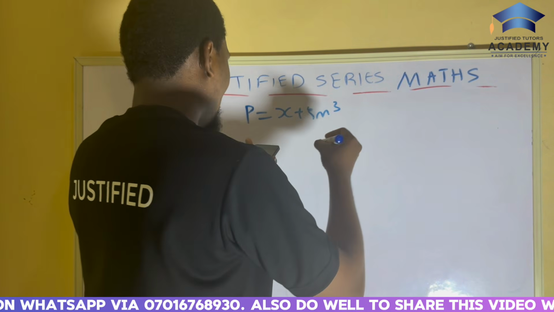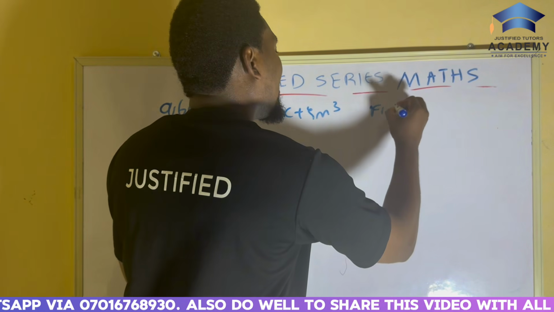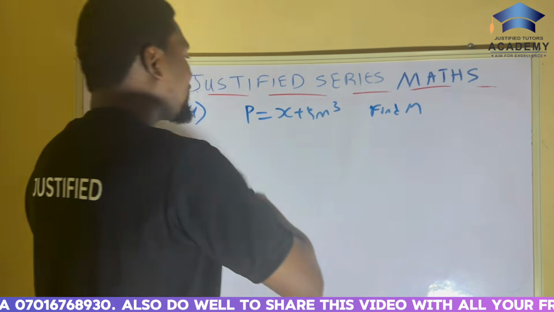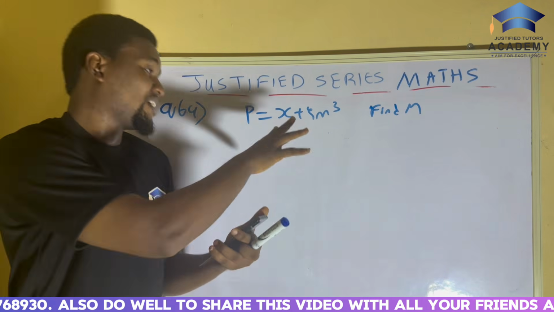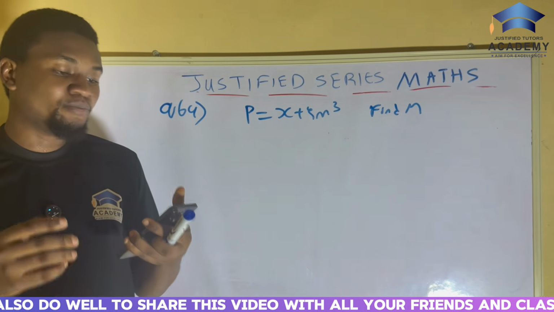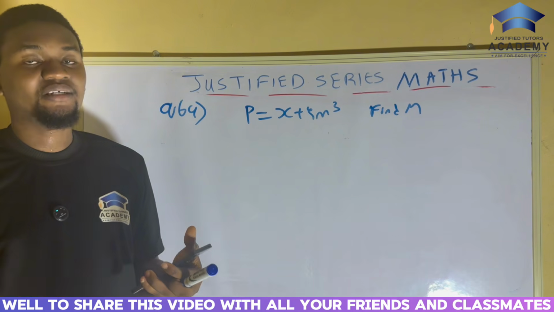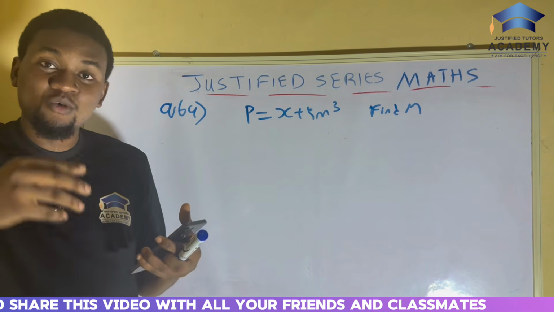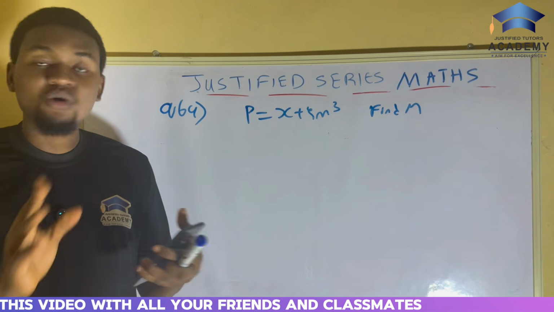Find m in terms of p, x, and y. What you should do is make p the subject of the formula. That is exactly what it's going to do. You should get nothing more, nothing less.